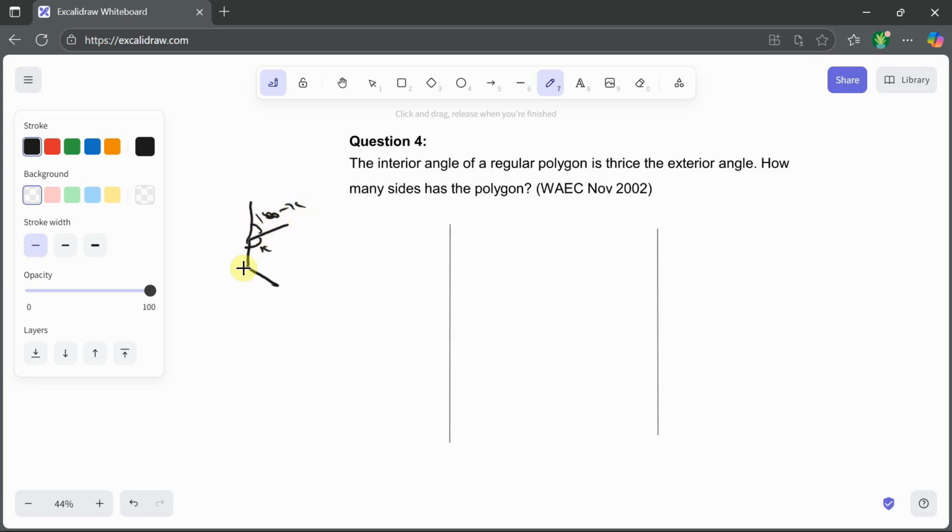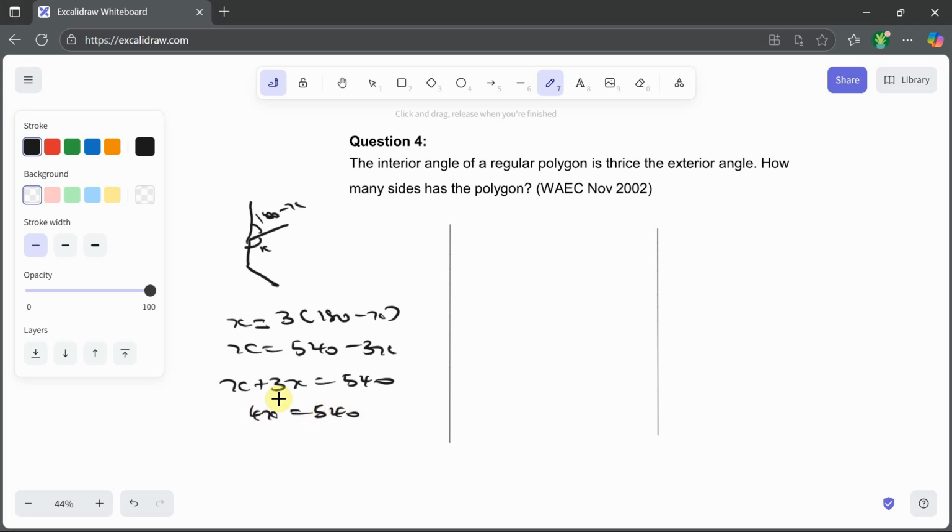right? We're told that x, which is the interior angle, is equal to 3 times 180 minus x. So x is equal to 540 minus 3x. Collect like terms, that will be x plus 3x is equal to 540. So this 4x is equal to 540. If I divide both sides by 4, 540 divided by 4 will give me 135. So our x is 135 degrees.